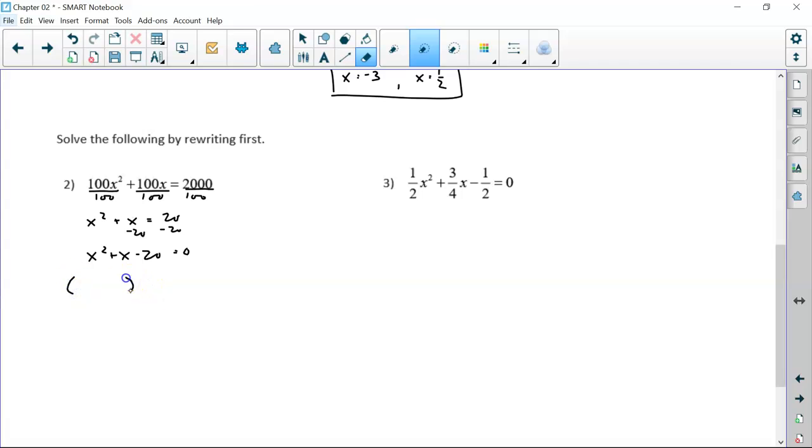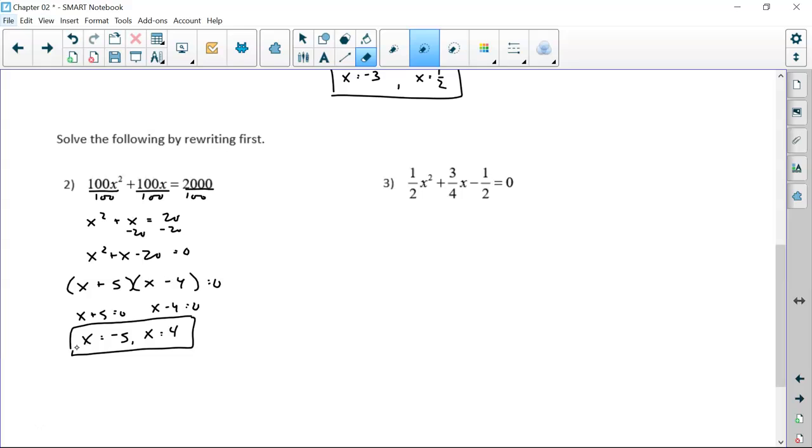And now we can factor it. It's a lot easier to factor because the leading coefficient is 1. It's just an x squared. So x and x. Numbers that multiply to negative 20 and add to 1, we get a positive 5 and a negative 4. And now to solve, x plus 5 equals 0, x minus 4 equals 0, so x equals negative 5 and x equals 4. There's our two solutions. If you go back into the original equation, you'll find out that they both work.